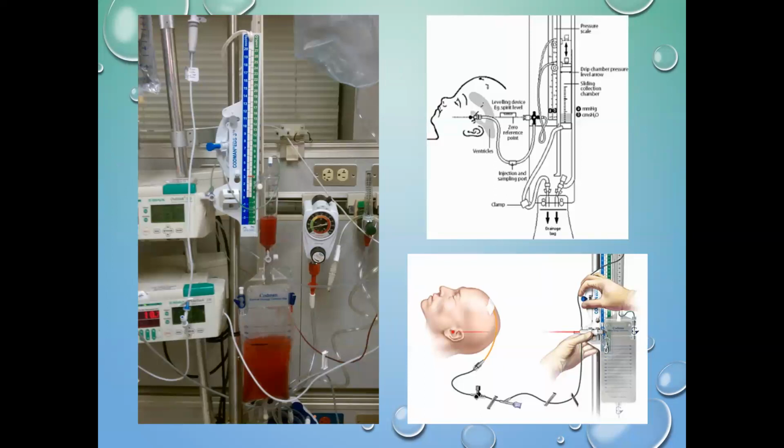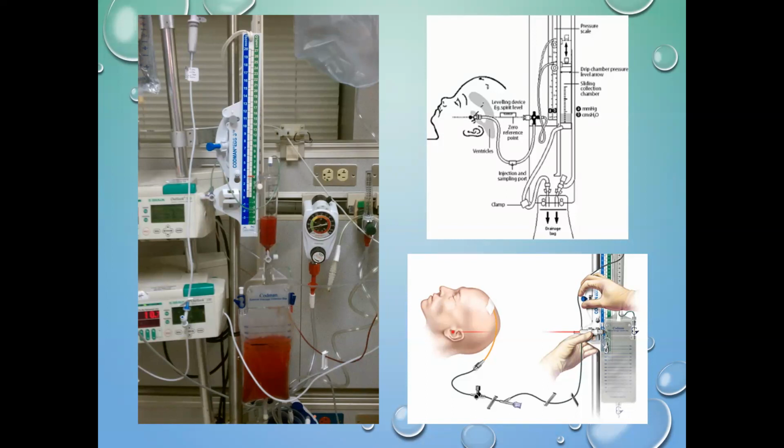So this slide just has some pictures of it. The picture on the left shows what an EVD setup will look like at the patient's bedside. If you're working in the ICU, seeing this kind of setup with this amount of lines will eventually feel normal. You just have to be really cautious when you're moving around so you're not bumping something or tangling any of the lines up. The image on the top right shows where the drain is placed and how it's connected to the pressure scale and the collection chamber.